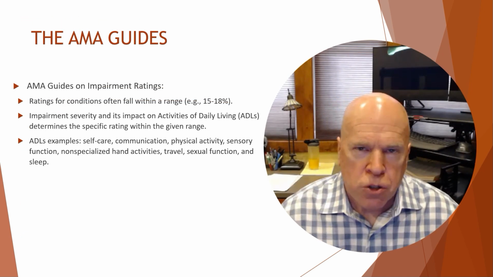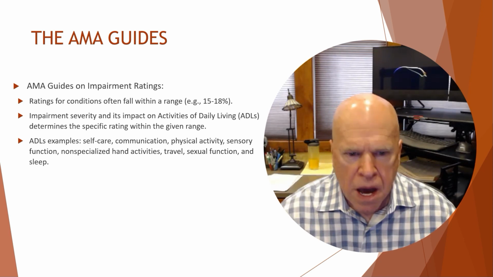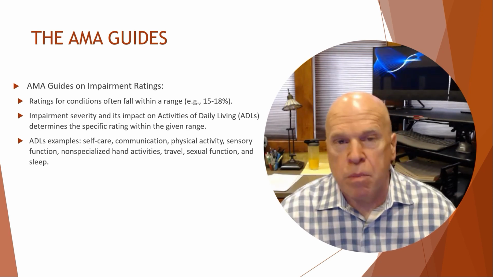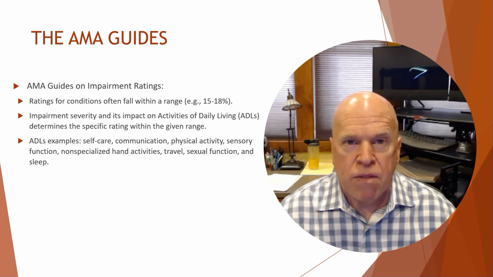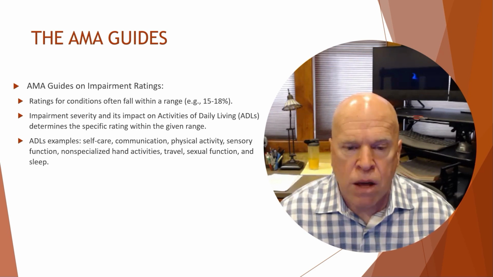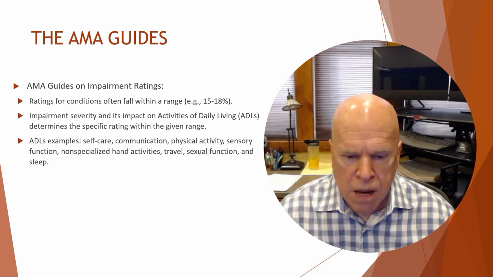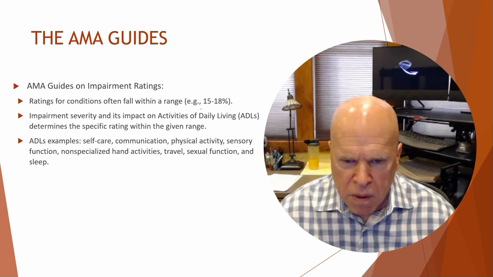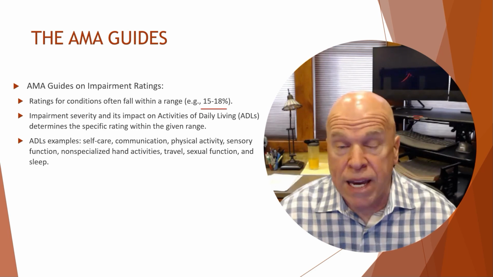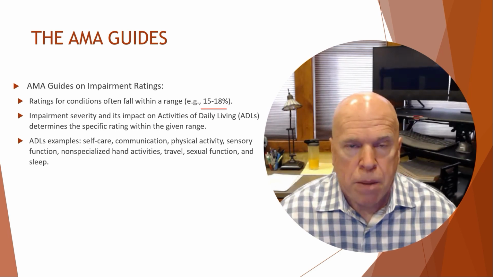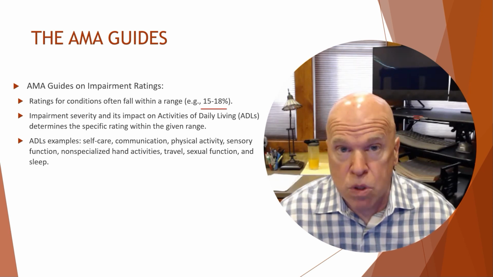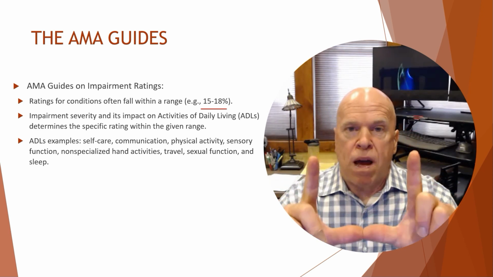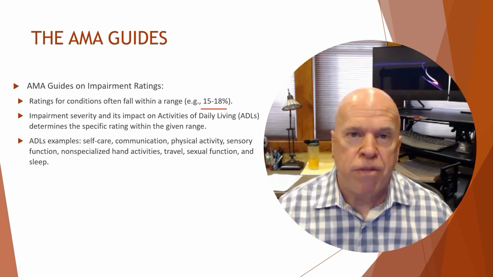Now, if you look at the charts and tables within the AMA guides, most of the impairment ratings that you're going to find throughout the charts and tables usually provide for a range of impairment values. And in this example, we have a range of impairment values from 15 to 18%. Other impairments will range from 5 to 8% or 10 to 19%. And the AMA guides provide a range of values.